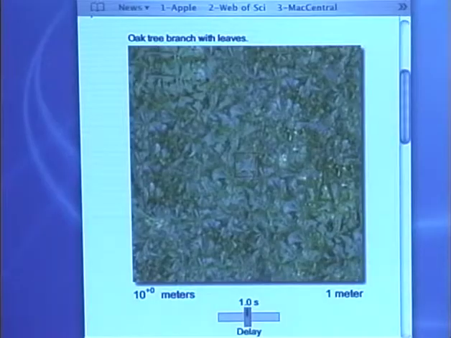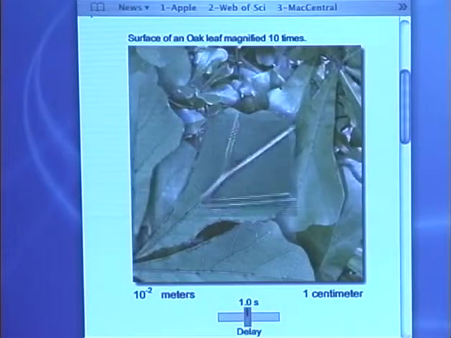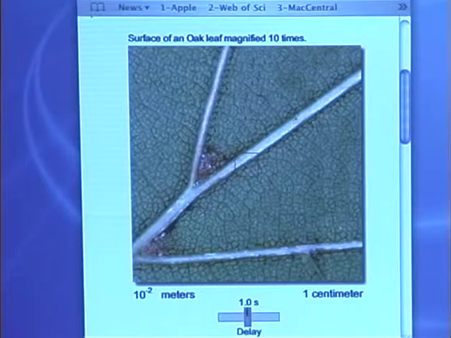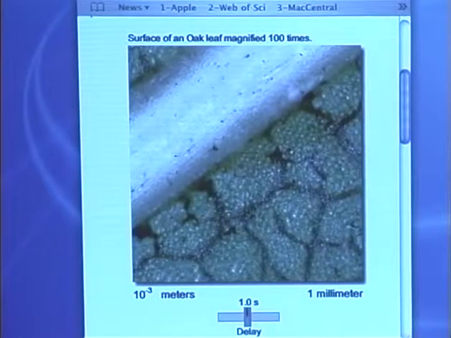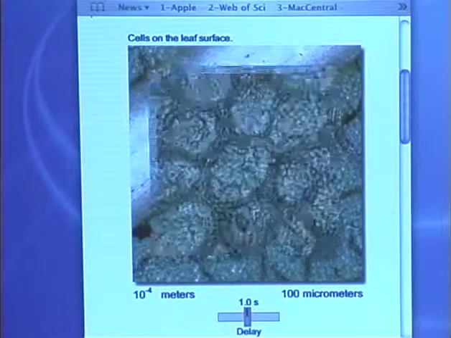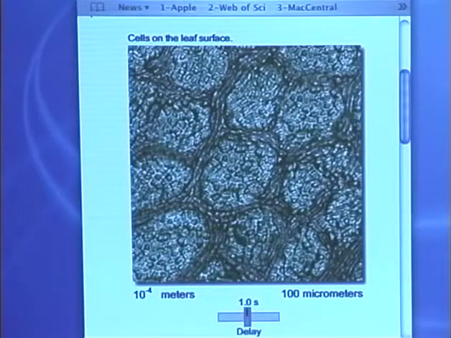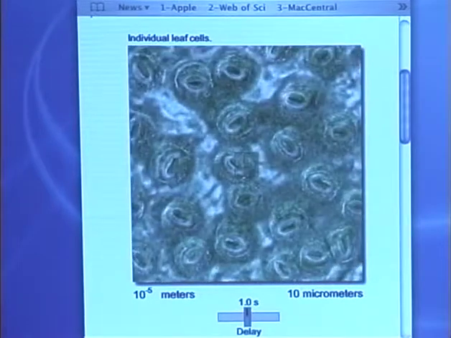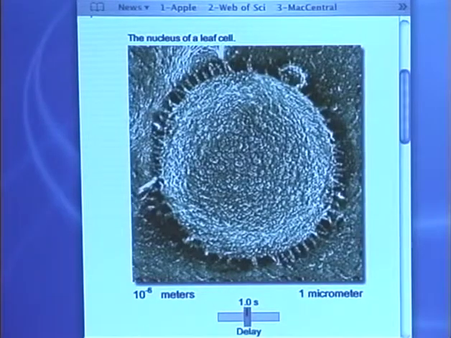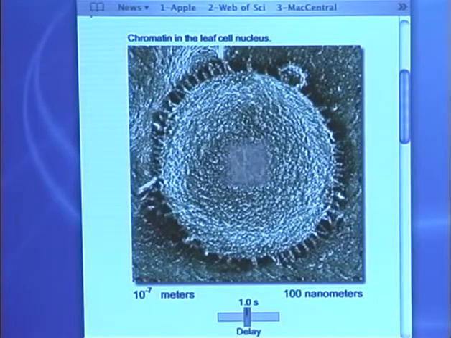So 1, 2. Okay, so we're starting to see the leaf close up. 3. Okay, there's a really big leaf. We're magnifying 10 times every time. 4. Okay, now these are clusters of leaf cells. 10,000 times. We're seeing leaf cells. We're going to zoom in on one cell. 100,000 times. Well, there's a few cells. Now we're going to zoom in on the nucleus of one of those cells. Now we're at 1,000,000 times. And then we're going to look inside the nucleus.